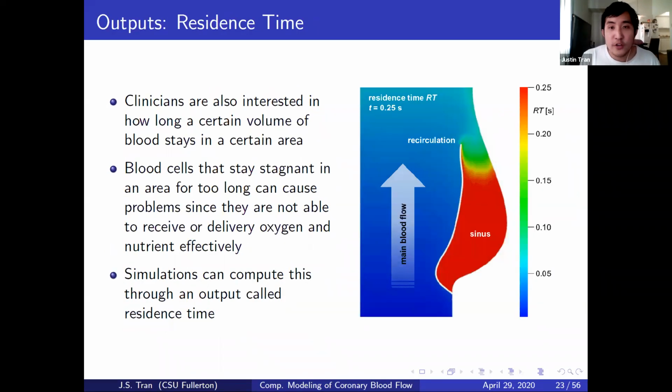Okay, so another output of interest is known as residence time. What I mean by that is the amount of time that blood stays in one spot. Ideally, you want your blood to be circulating all throughout your body, delivering what it needs to, and then coming back to the heart so it can recharge and get all the oxygen and nutrients that it needs. But this doesn't happen all the time, because sometimes you can have local pockets like this. If you have an internal tear in your blood vessel, you can have a pocket right here where blood just stagnates.